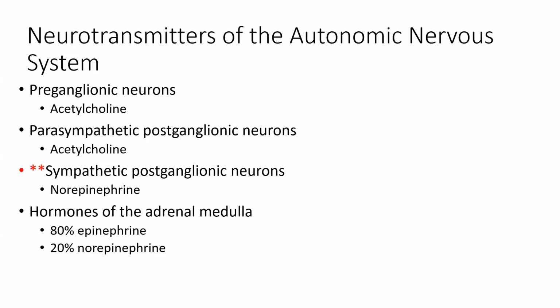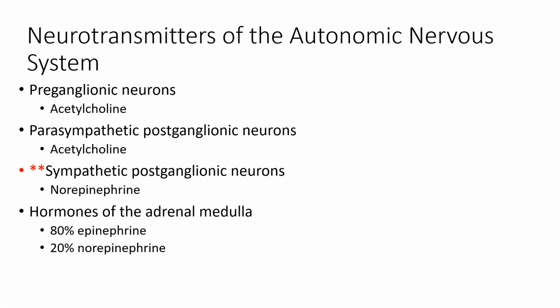So the neurotransmitters are going to be different depending on which neuron we're looking at. And this is why it's so important to have the anatomy down. So all of the preganglionic neurons, whether they're in the sympathetic division or the parasympathetic division, they always release acetylcholine, and they only release acetylcholine, okay? Huge, huge rule that has no exception. All the preganglionic neurons always release acetylcholine.